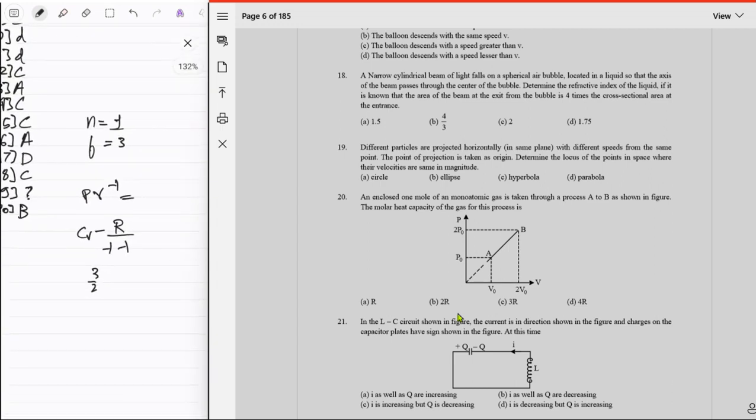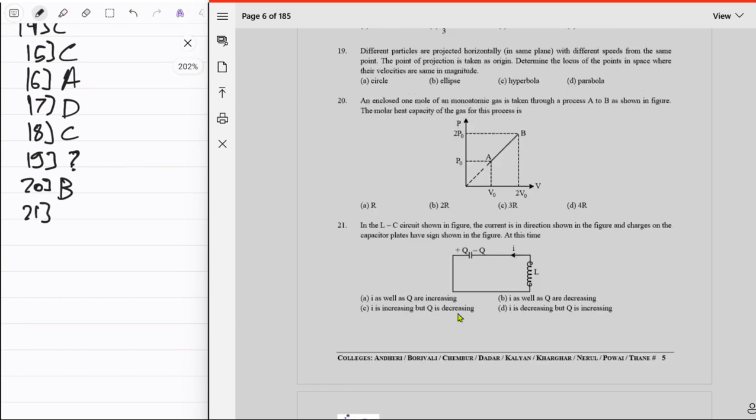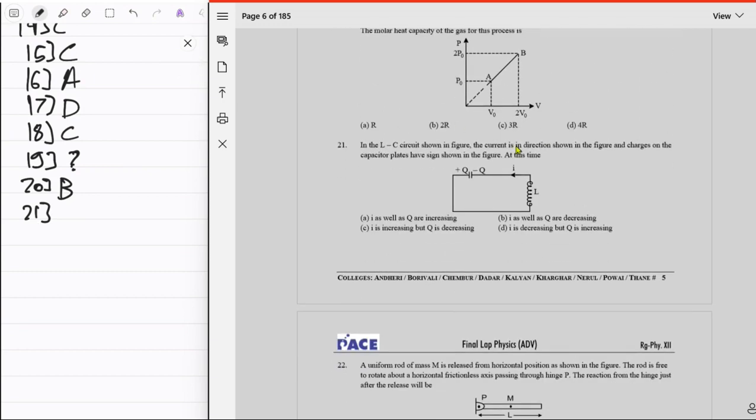Next. 21. 21 is in the LC circuit shown in the figure. The current is in the direction shown in the figure and charges are on the capacitor plates having sign. Okay, at this time, I is increasing as well as Q increasing.